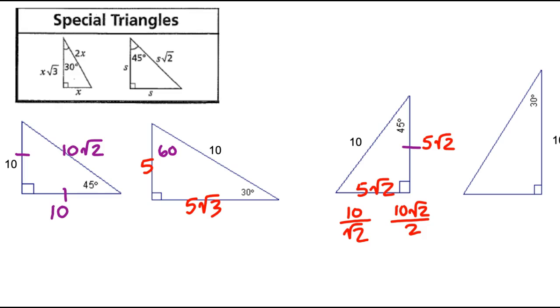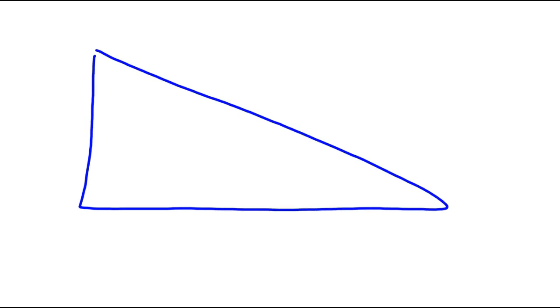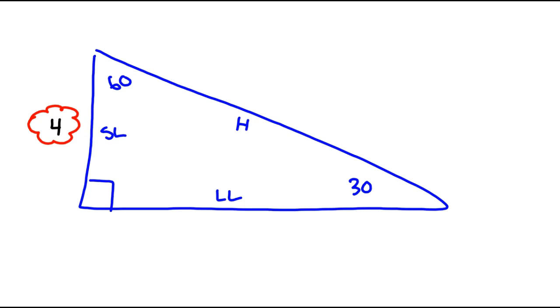I'm going to open up a blank page. So here we go, there's a 30, 60, 90, right? Opposite of the 30-degree angle is the short leg. Opposite of the 60-degree angle is the long leg. And opposite of the 90 is the hypotenuse. Whatever the short leg is, that's the easiest way to start. So let's just say the short leg is 4. Then what's the hypotenuse? 8, and the long leg? 4 root 3.